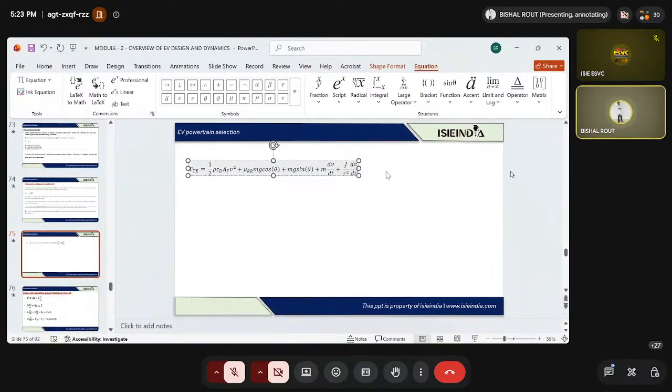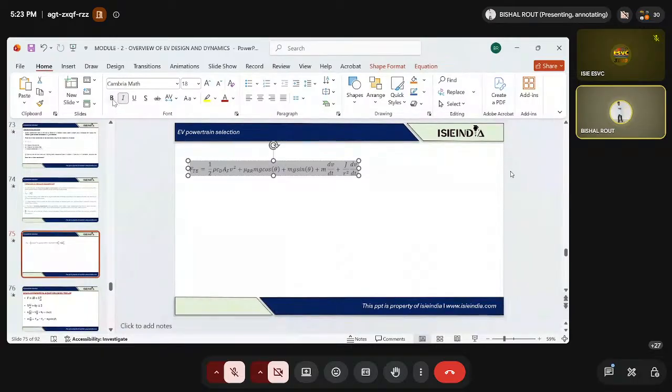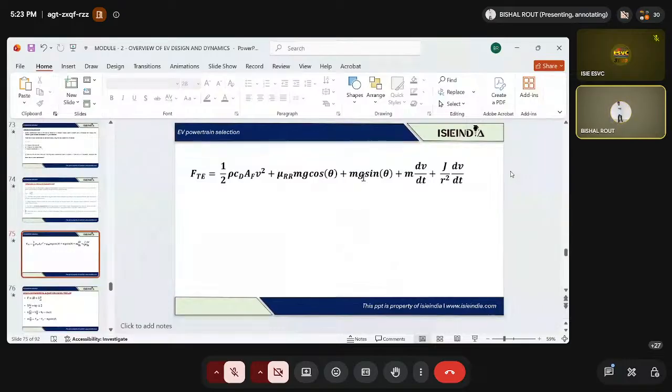Right, so this is the complete equation for longitudinal vehicle dynamics. Then you can take multiple things by taking something common from here, like you can take mg common, so you can create one equation from here. And here you can take dv by dt common, and you can take other things from here.